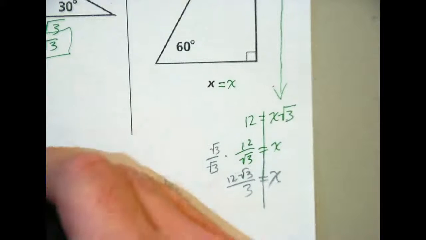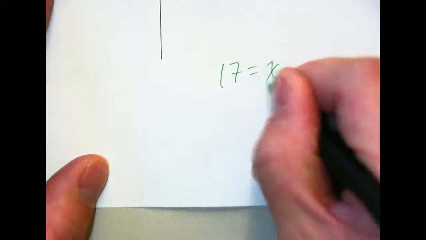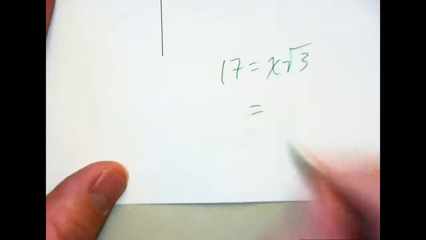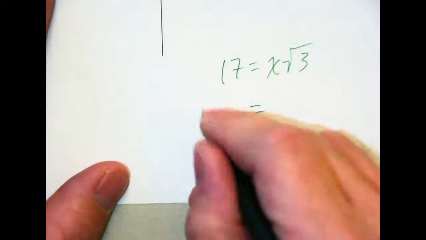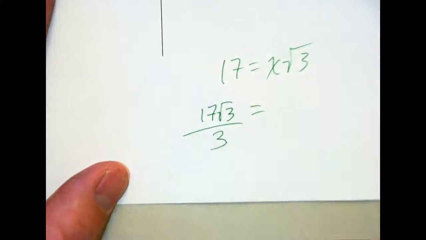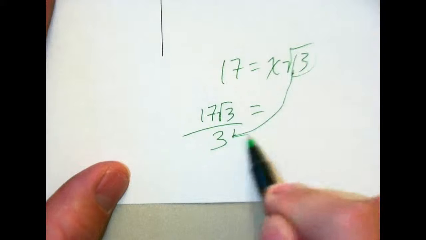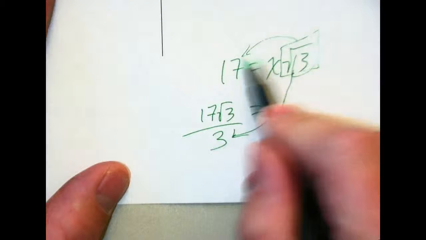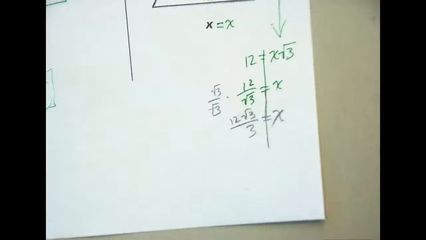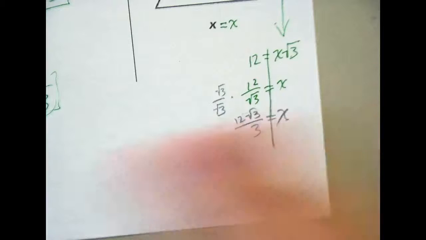So I'd hope that if I said, now this is a completely different problem, hey, 17 equals x root 3, you would be able to just go, that right there is 17 root 3 over 3. Right? Whatever's in here becomes your bottom, and this piece gets attached to that on top. Mathematically, that's what's happening. Yes?